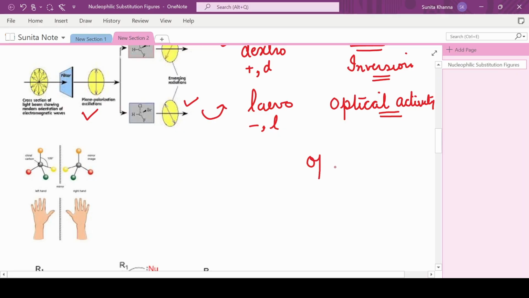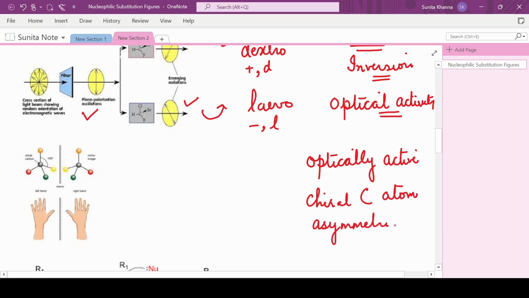What should the compound be? The compound should be optically active. To be optically active, what should it have? To be optically active, the compound should have a chiral carbon atom, or an asymmetric carbon atom.